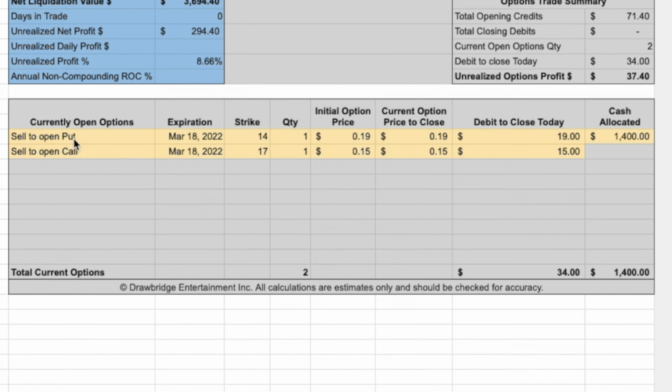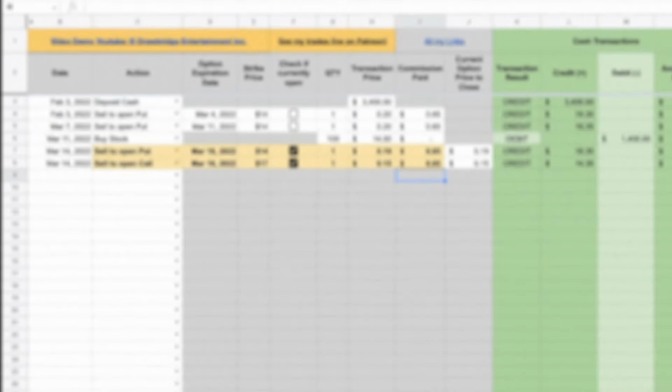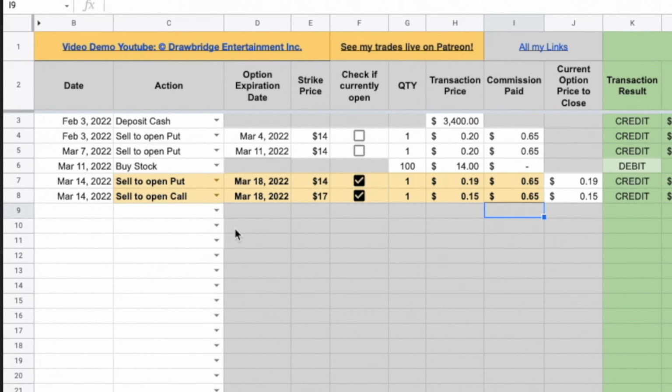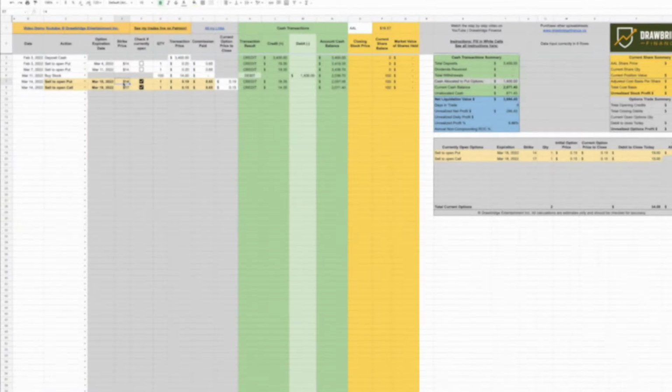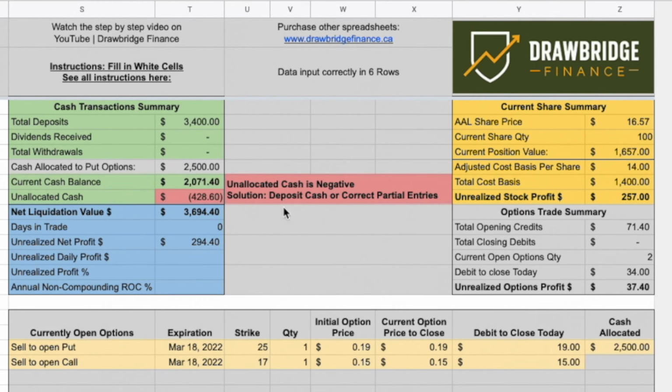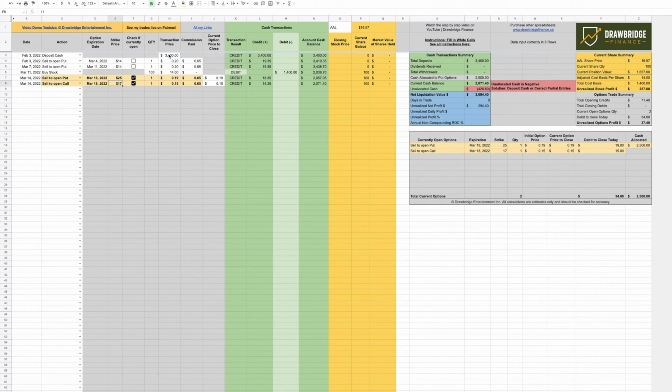I've got a sell to open a put, and it's telling me that I have $1,400 cash allocated, and I've got a sell to open a call. Now there's a couple of checks in this, which is really helpful. So for example, if I put a strike price in that's too high here, say I put in $25, it will automatically give me an error over in this summary saying that the unallocated cash is negative. I either need to, the $3,400 that I allocated towards this trade is not high enough and I need to deposit more cash or correct any partial entries if there are any in my spreadsheet.